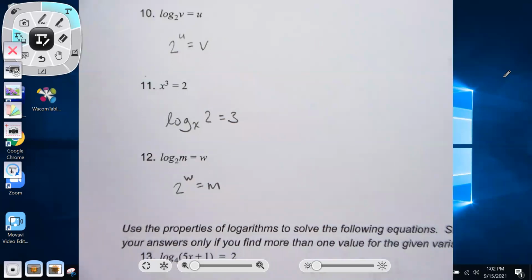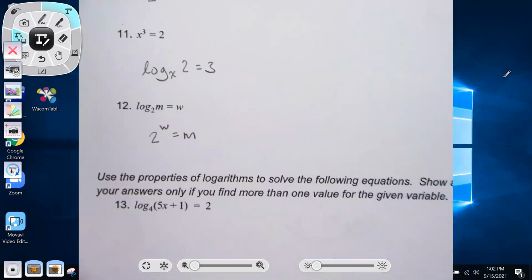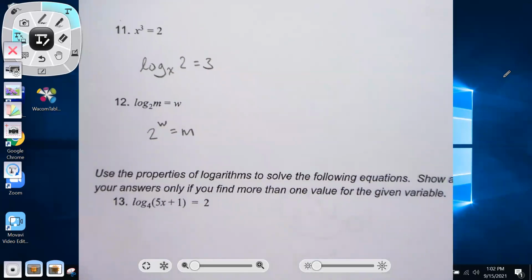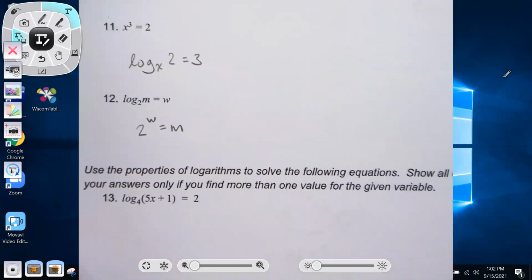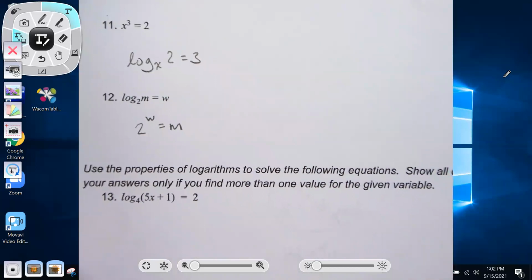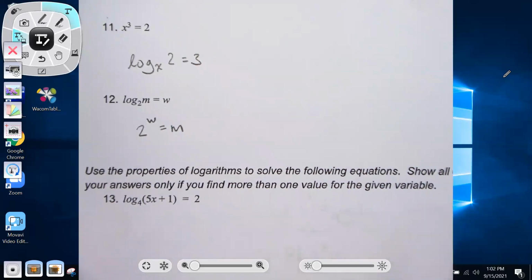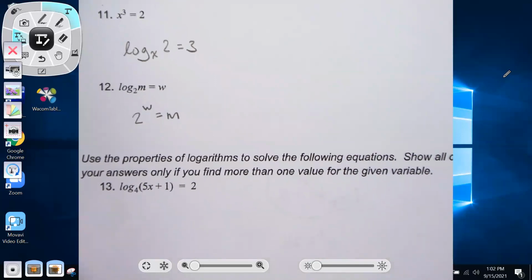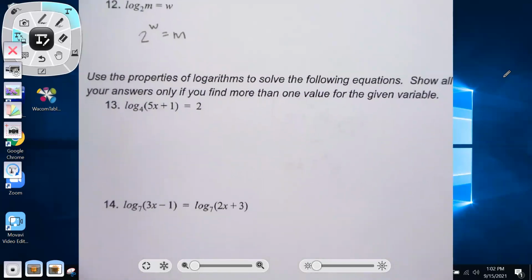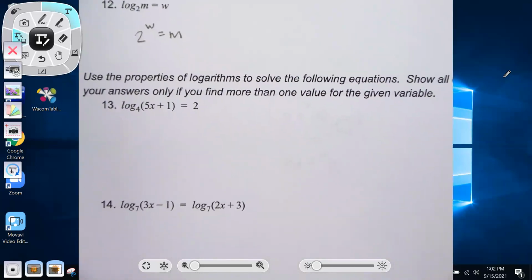Okay, last section, our instructions say, use the properties of logarithms to solve the following equations. Show all of your work. Check your answers only if you find more than one value for the given variable. So be sure to show all of your work on this section. That's going to be very important to get you any sort of partial credit.